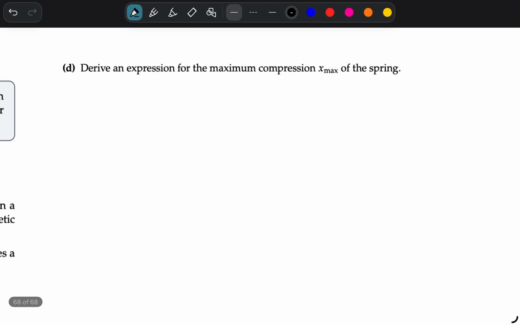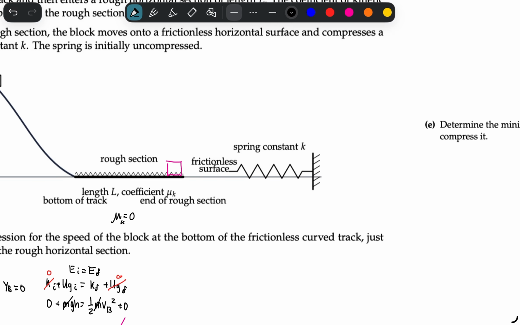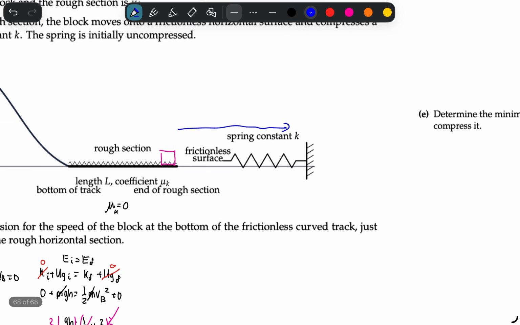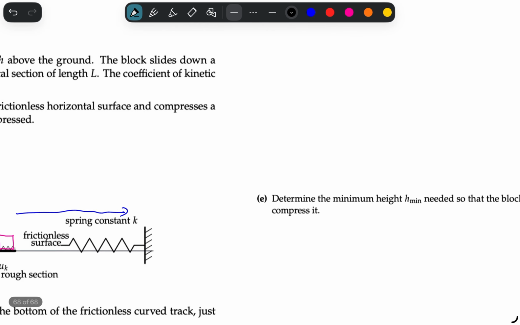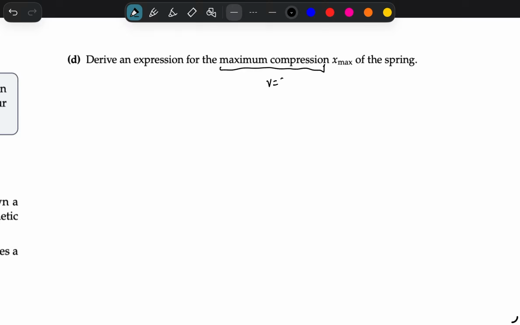For our next question, we want to derive an expression for the maximum compression x max of the spring, once our block goes over here and hits the wall, causing the spring to compress as much as it can. What we know is that at the state of max compression, your v is going to equal 0. That's because you are all the way at an amplitude, and at that moment you momentarily stop and change direction. Your velocity has to pass through 0 in order to go from a positive direction to a negative direction, which is how we know that the velocity is equal to 0.